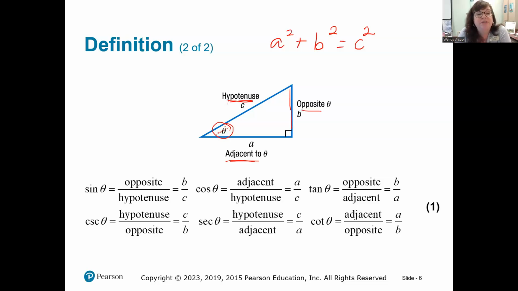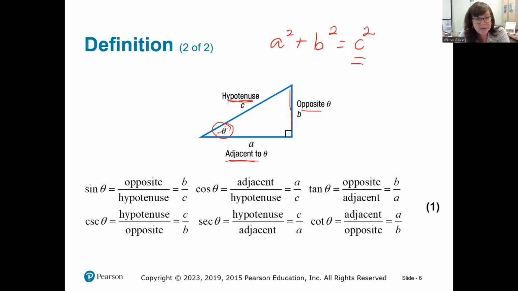Now, notice that your book is using A's, B's, and C's. The C is easy enough to keep straight. That's the hypotenuse. The A's and B's are harder to keep straight. So I do not use the A, B, and C language when defining sine, cosine, and tangent. I always use the word. So sine is the opposite over the hypotenuse of whatever angle theta you're talking about. Cosine of theta is the adjacent over the hypotenuse. Tangent of theta is the opposite over the adjacent.